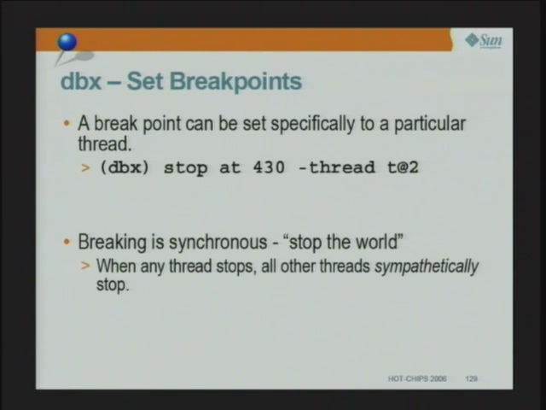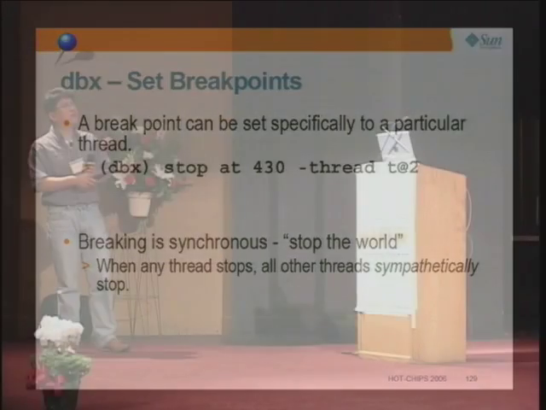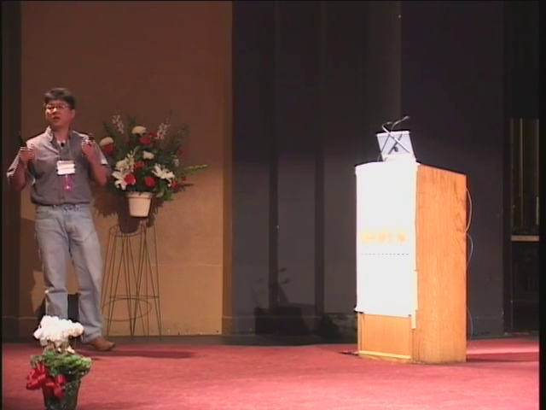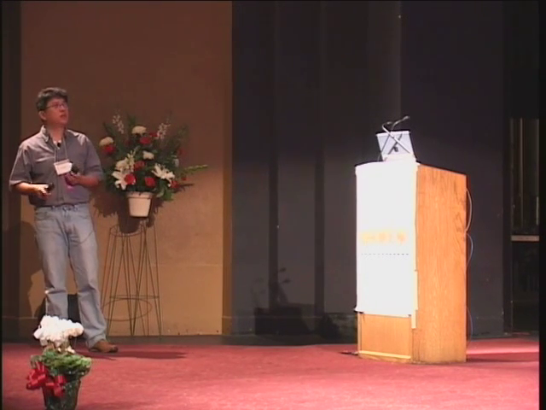Or you can set a breakpoint for a specific thread. I want to stop at line 430 for thread 2, so I use this. Only when thread 2 reaches this line will DBX stop. The breakpoint setting is synchronous, you stop the whole world. When thread 2 reaches line 430, DBX will stop all the other threads. The benefit of this is that you can have a snapshot at that instant, so you can examine what's going on.